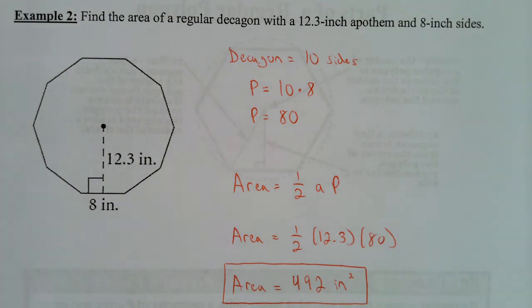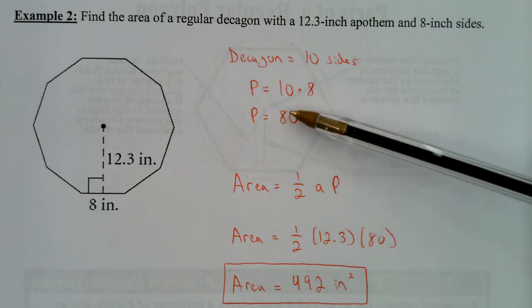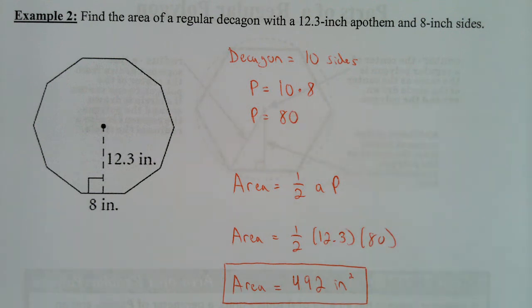That one was nice and easy because you were given the actual length of the apothem, and all you had to do to get the perimeter is do 8 times 10 for 10 sides. So that one was pretty easy. The next one will not. The next two will not be easy though. Okay.